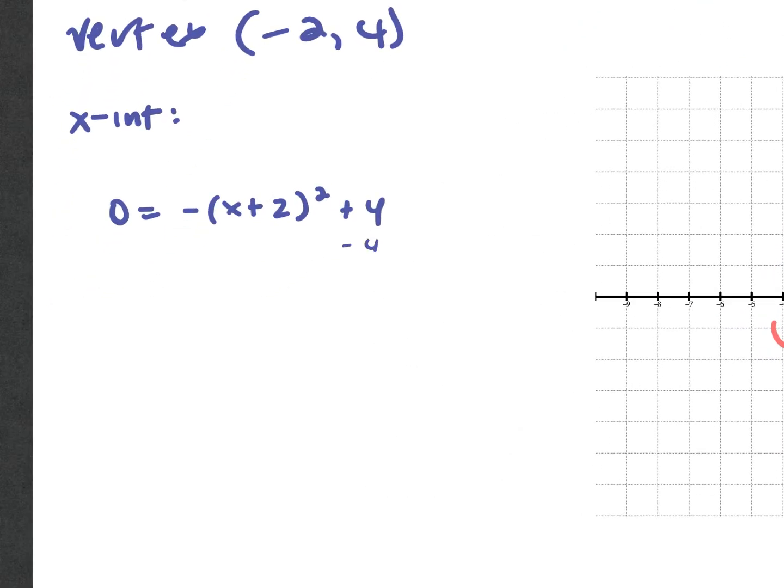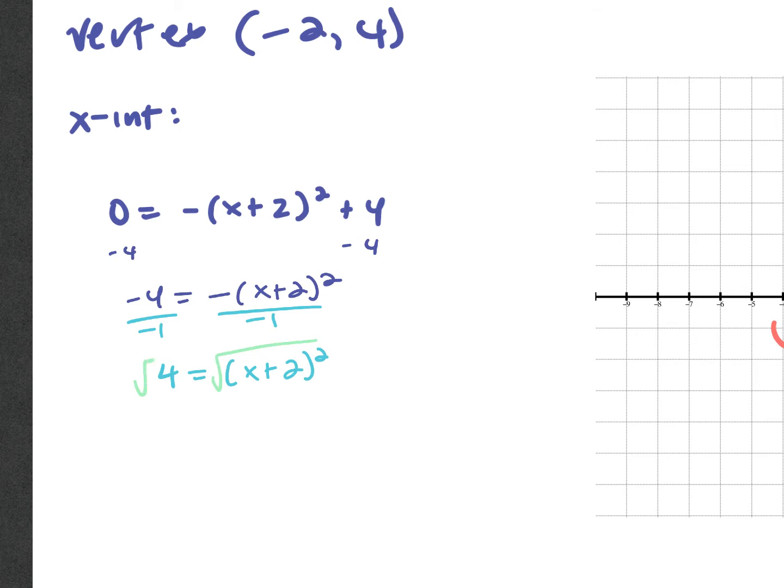I would subtract the 4, divide by -1, square root, remembering to put the plus and minus in front of the square root. Don't forget that, otherwise you lose a point. Like literally you can't find one of the points. x plus 2 would equal plus and minus 2.